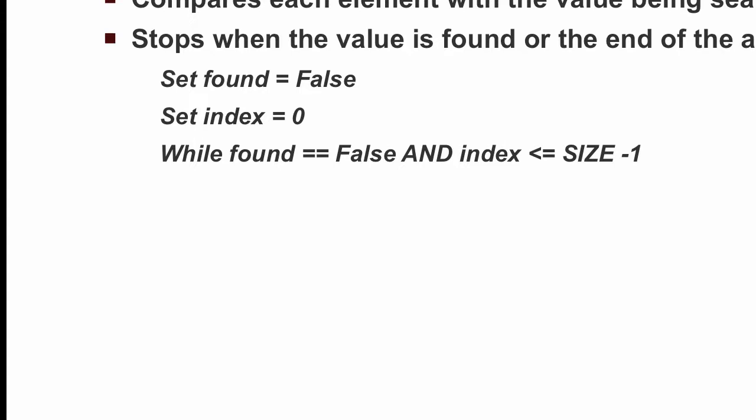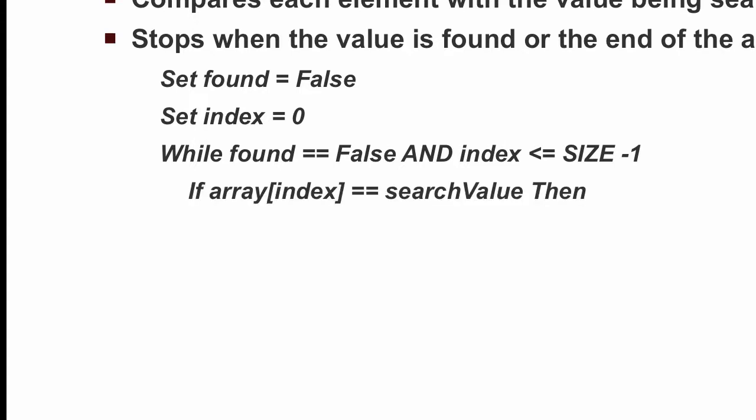So while found is false and index is less than or equal to size - 1. We haven't said what size is yet, but whatever it is, it's - 1 because we start with 0 in our array. So if the array position index is identical to the search value, then we set found equal to true. That's our flag. We also have the option of the fact that it didn't match.